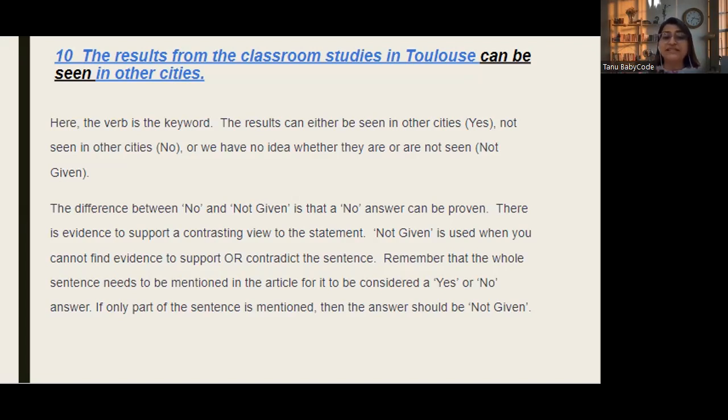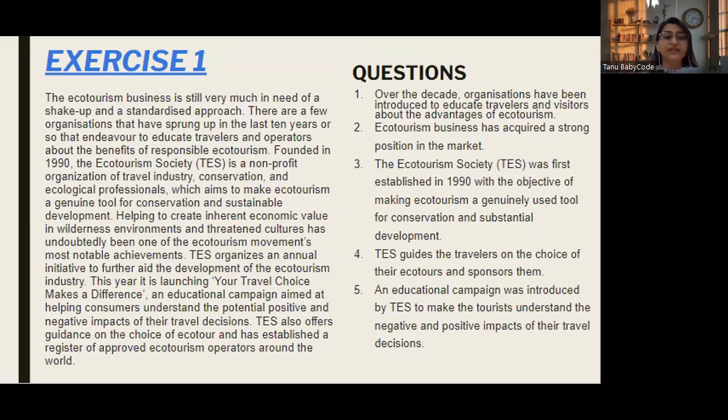Remember that the whole sentence needs to be mentioned in the article to make it yes or no. If only a part of the sentence is mentioned, then the answer should be not given. I hope now you will be able to find your yes, no, not given very easily. Now let's look at the exercise so that you can try to complete it with the same strategy.